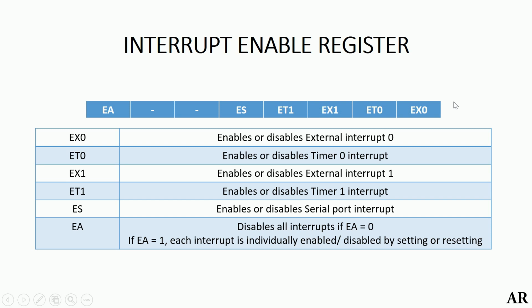The user can enable any specific interrupt by making use of the interrupt enable register. If we want the external interrupt 0, that is EX0, to be enabled, we should make this particular bit 1. If you want ET0 to be enabled, this bit should also be 1. So that is why it is written that EX0 enables or disables external interrupt 0. If it is set to 0, that means that interrupt is disabled, and if it is set to 1, it means it is enabled. This enabling or disabling is done by the user by means of a software program, depending upon the requirements. So I hope the interrupt enable register part is clear.